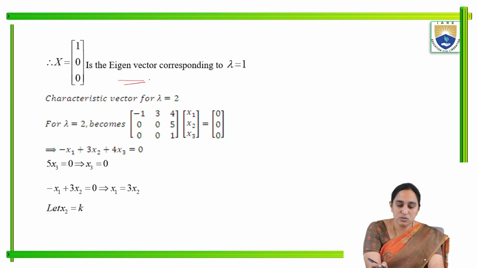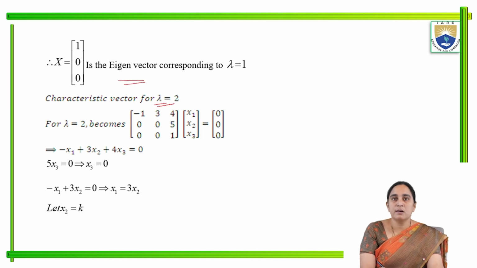Okay, that is 2. For that case, again write (A minus lambda I) x is equal to 0 form and substitute there. From that, minus 1, 3, 4, 0, 0, 5, 0, 0, 1 times x1, x2, x3 equals 0, 0, 0. For that, minus 1 x1 plus 3x2 plus 4x3 is equal to 0. From that, x3 is 0. And after the equation, here minus x1 plus 3x2 is 0, so x1 is equal to 3x2.